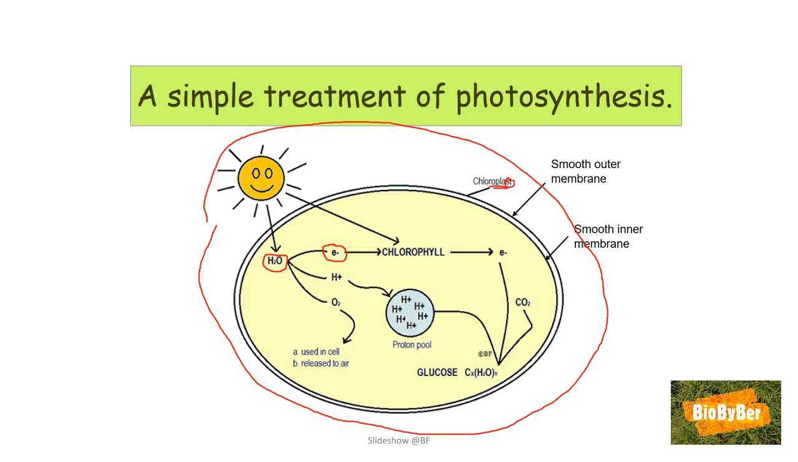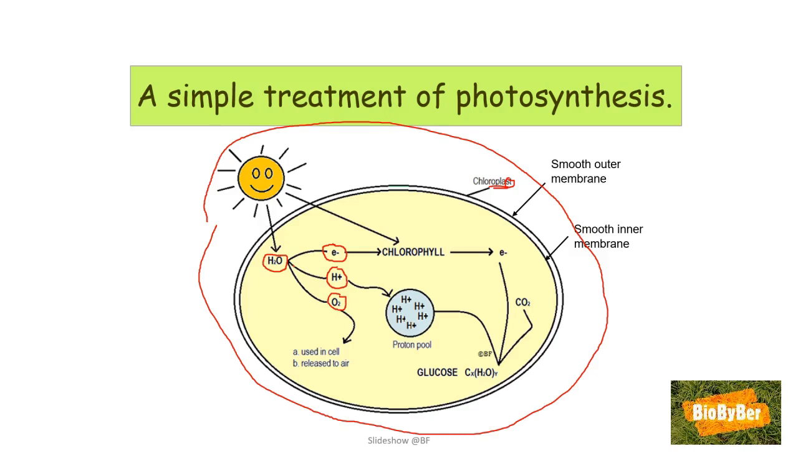It'll break up into H pluses. Now these are called protons because they have a positive charge and they are hydrogen ions. Do not call them hydrogen atoms. The fact that they have a charge means that they have to be called protons or they have to be called hydrogen ions. Oxygen gas is also released.